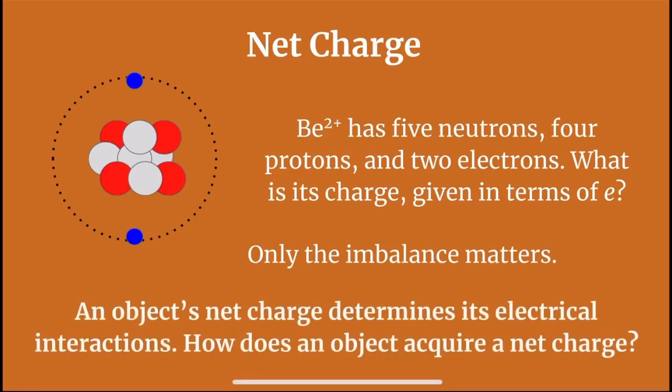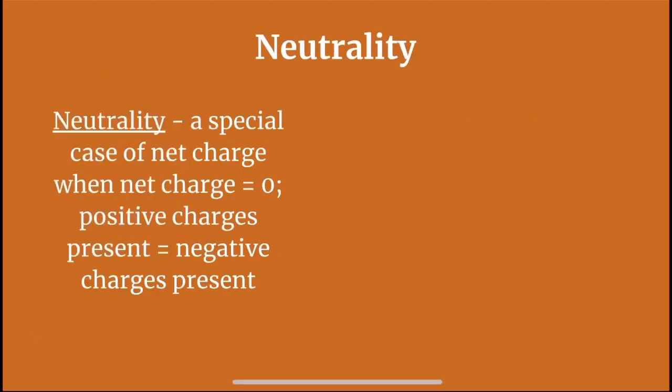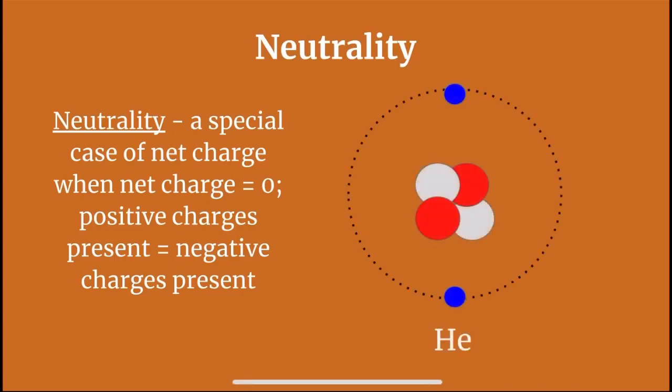Let's go over the basics of electric interactions so we can understand how an object acquires a net charge. Neutrality is a key vocab term, but it's very simple. It is a special case of net charge in which the positive charge present equals the negative charge present. Remember that just because an object is neutral, that does not mean that it will not have any electric interactions. It just means that by itself, there is no imbalance of charge. It can still interact with other objects if they are charged.